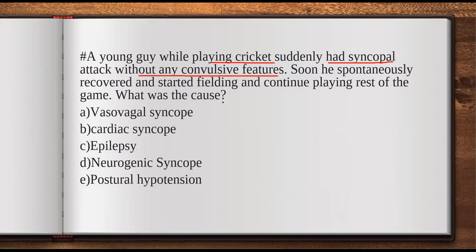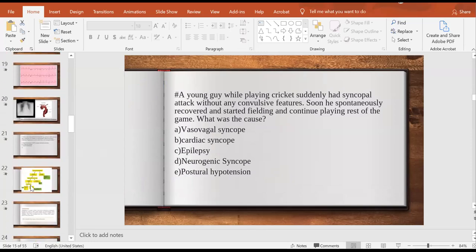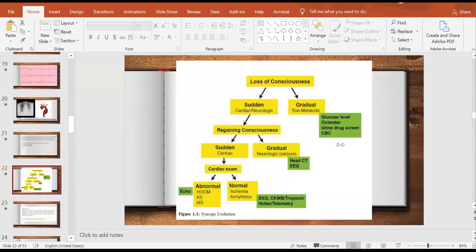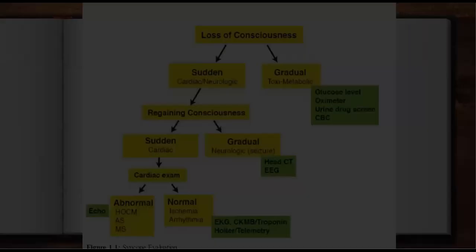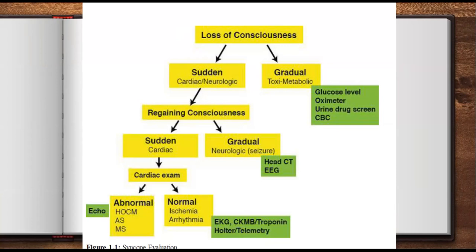In such a case, what we need to find out is whether this patient had any prodromal symptoms or not. Depending on that, we can find out what type of syncopal attack it was. Let me show you a very good link for syncope. Look at this picture. Loss of consciousness means syncopal attack. Syncope can happen very suddenly. Syncope can happen gradually.